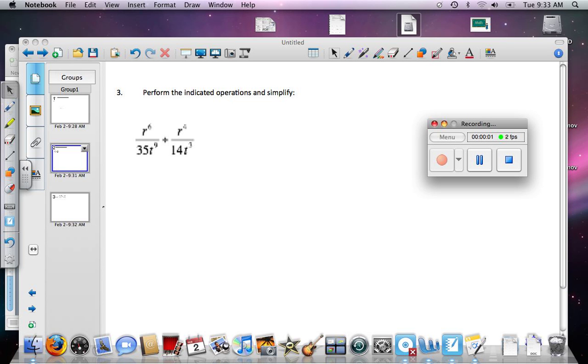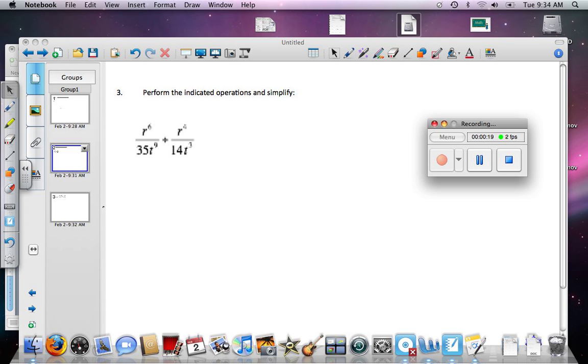We'll continue with the Math 4 review. We're on problem 3e, and it says perform the indicated operations and simplify. Once again, I apologize for the fact that they're a little bit blurry, but I will rewrite them so that you can see what they are.